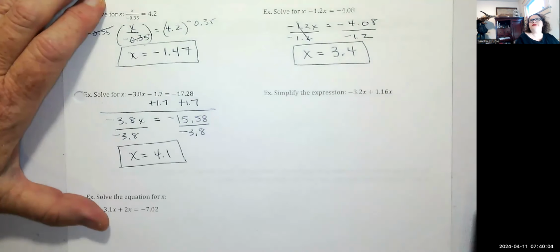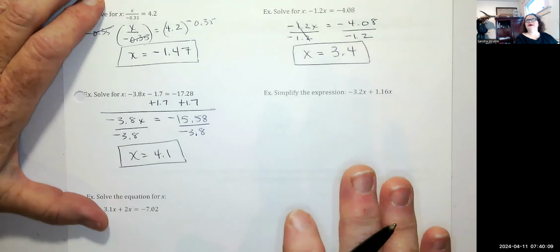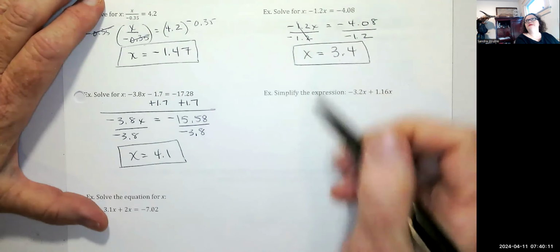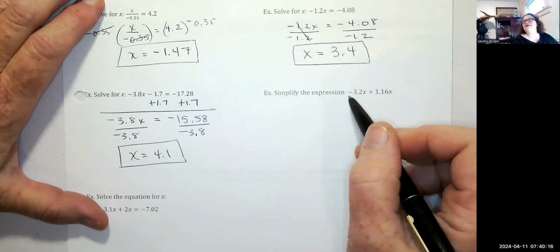And that is my answer. Simplify the expression negative 3.2x. Oh, this is simplifying. Okay, so this one is different. Oh, the terms are the same. They're like terms because they both have x in them. So we can just combine them.